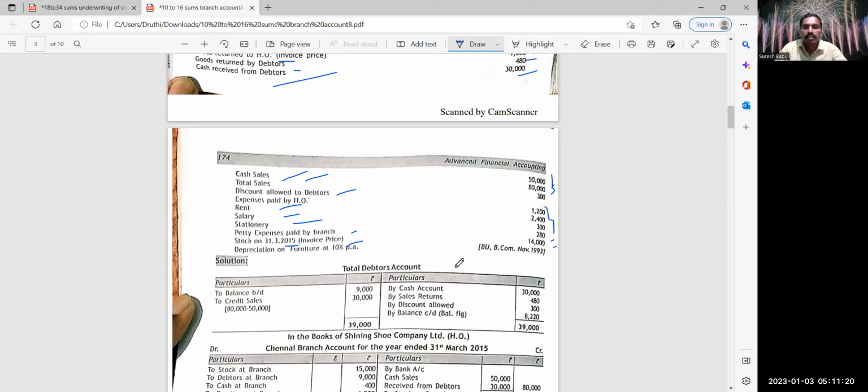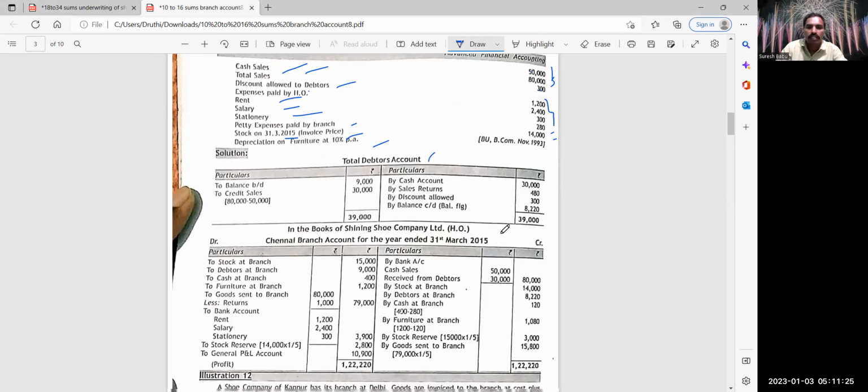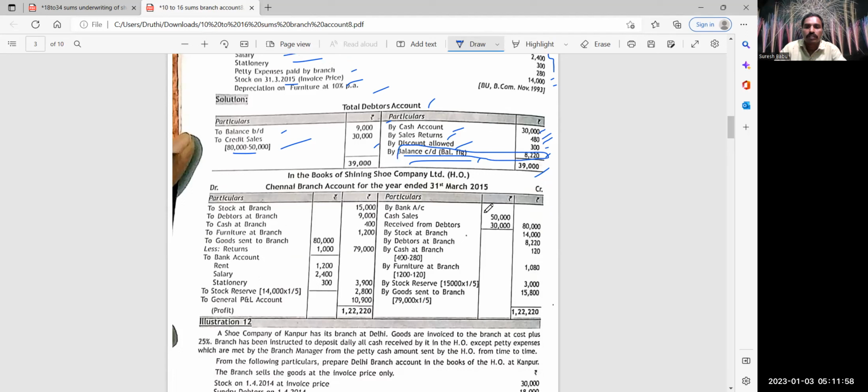Then depreciation on furniture 10% per annum. Very simple sum. You need to prepare the total debtors account, because closing debtors is not given. It is missing information, so we find the balance carried down. Opening balance 9,000, you know that. Credit sales I have already explained: 80,000 minus 50,000, 30,000. By bank account, cash received from debtors 30,000. Sales returns 480 rupees. Discount allowed 300 rupees. So from 39,000, if you subtract, we get 8,220. That is the closing balance of debtors. Don't forget this.